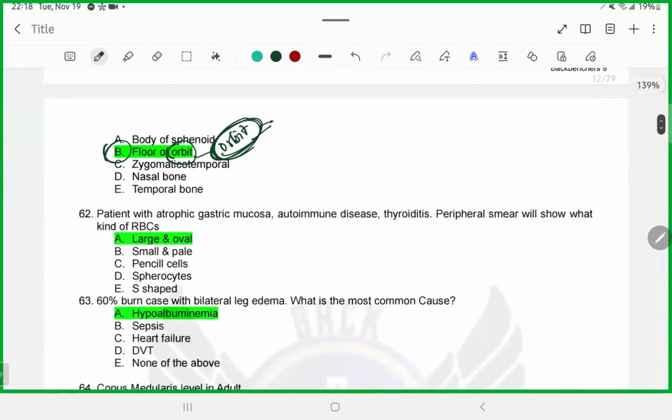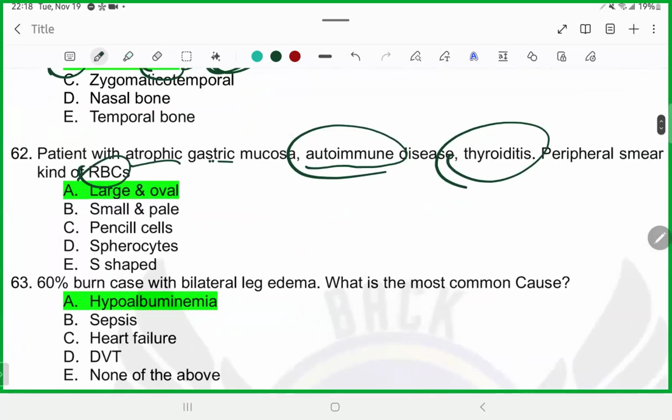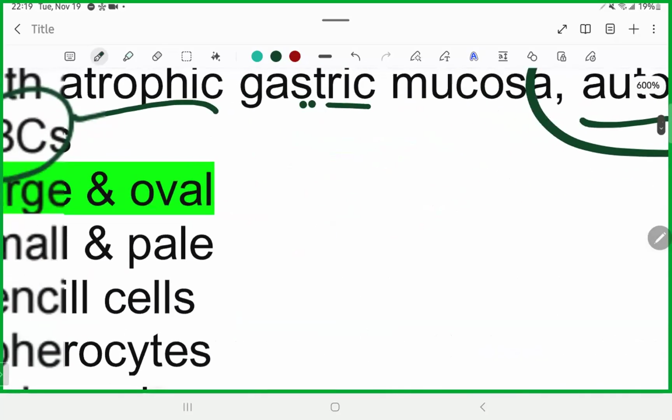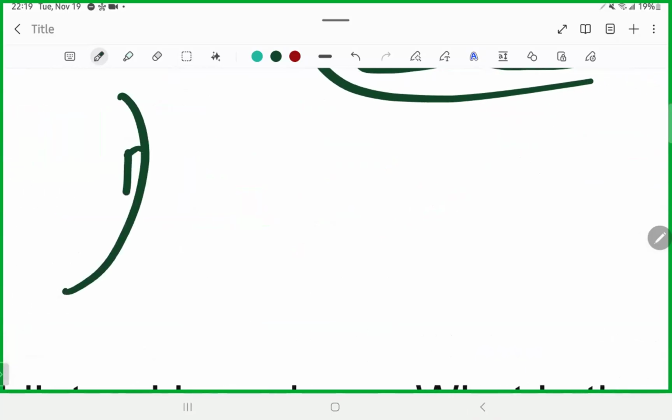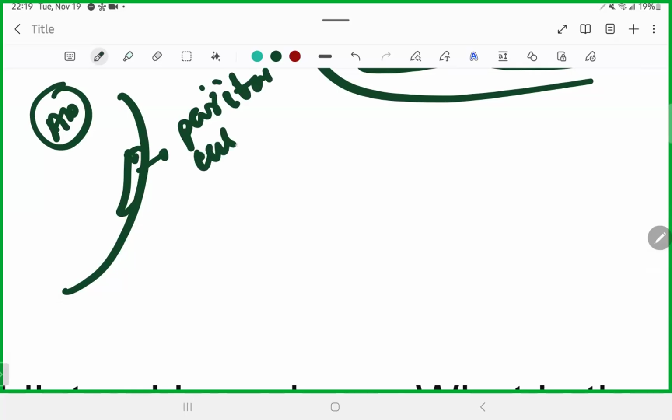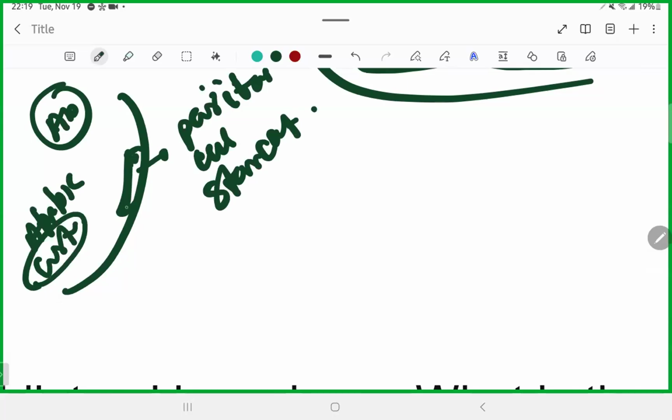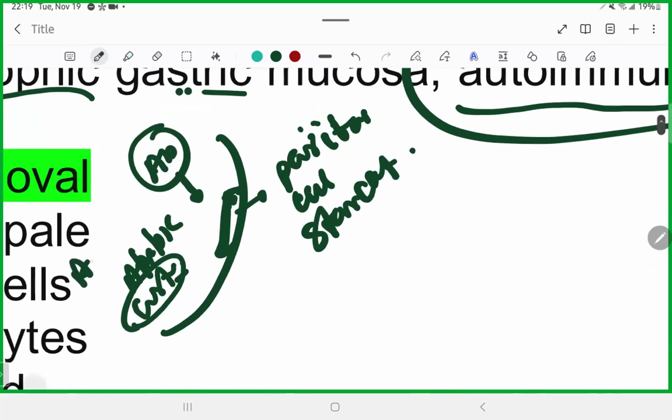Just give a look. Patient with atrophic gastritis, an autoimmune disease. Do you remember how many times I have told you what kind of RBC will be there? And this is so beautiful. These questions come the same way I tell you in our classes. Let me recap what I told you. If we have any antibody against the parietal cell in our stomach, what will be the problem? Atrophic gastritis: gastric cells will be atrophied due to an antibody, and it's an autoimmune disease, always autoimmune disease.